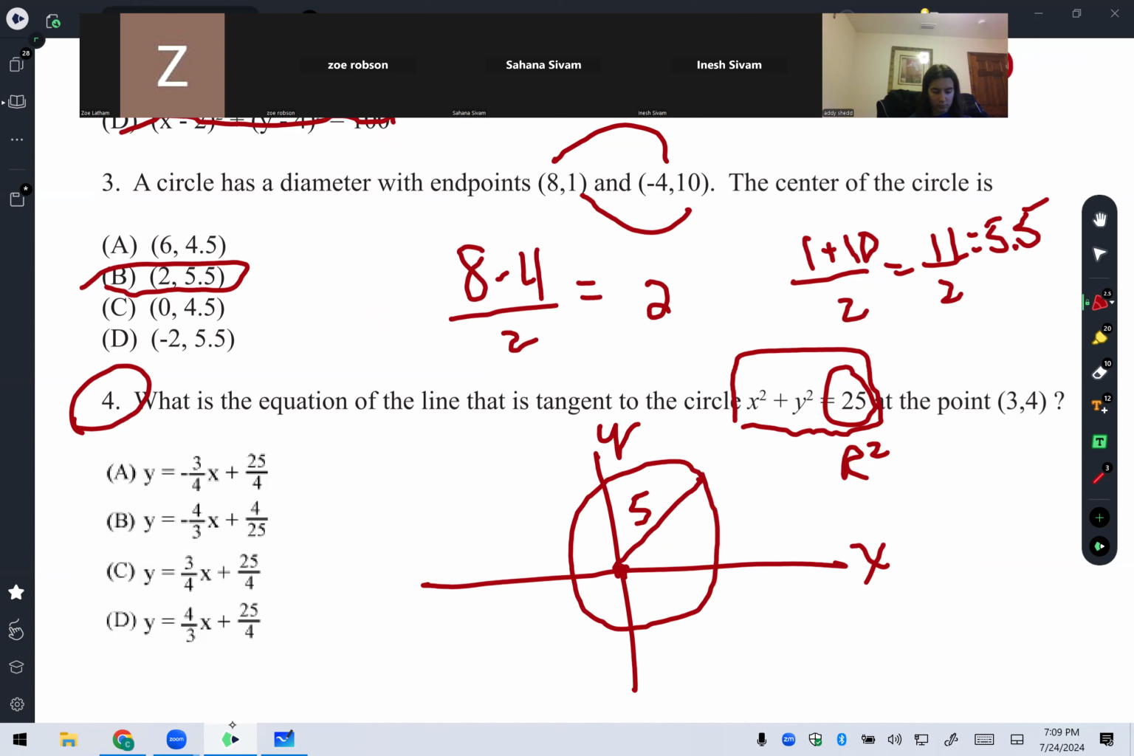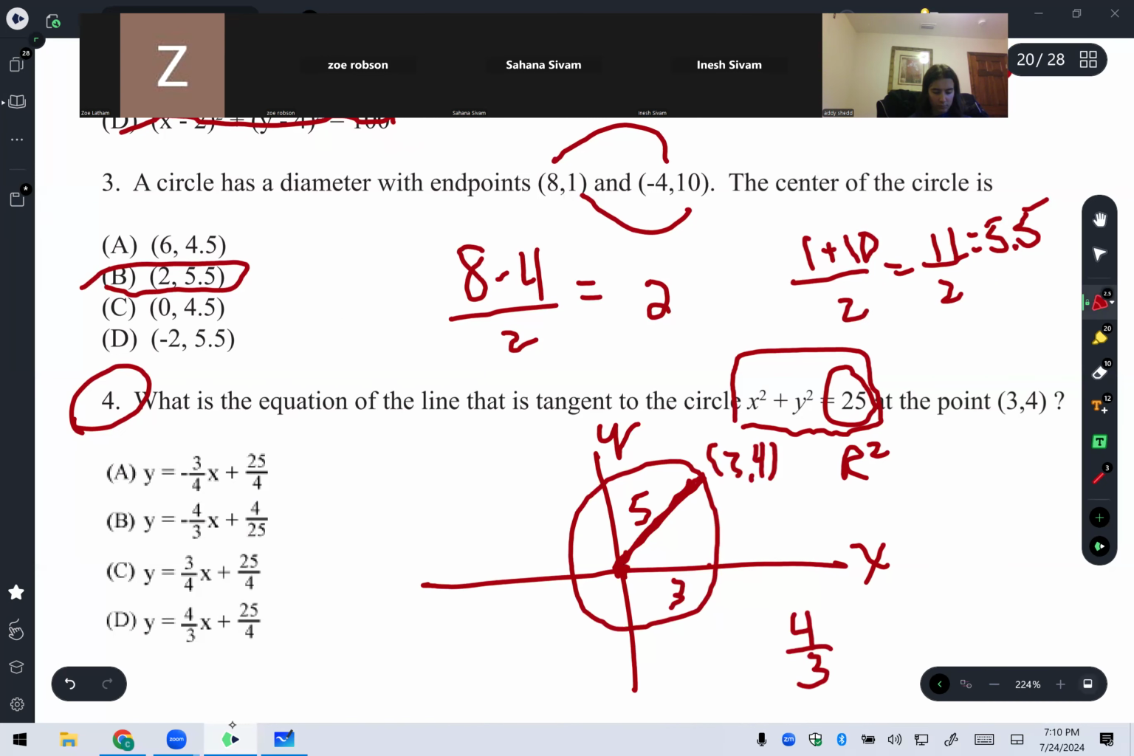Gotta make it perfect. Okay, and it's tangent at 3, 4. We're 3 over, 4 up. So this is (3, 4). So we first have to get the slope of this line, which would be rise over run, which is going to be 4/3. And can you then draw that tangent line?